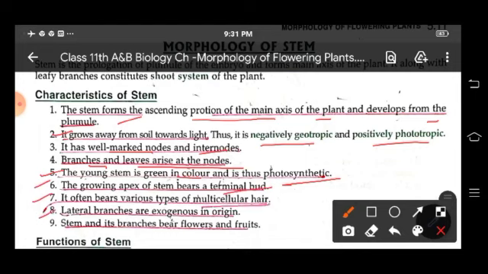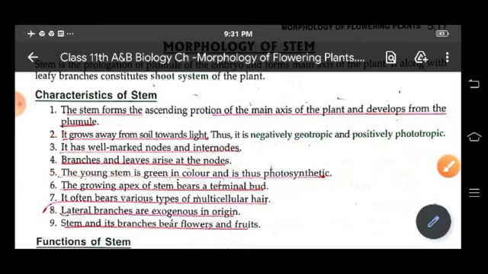Lateral branches also arise and they are exogenous in origin. The stem and its branches bear the flowers and the fruit.